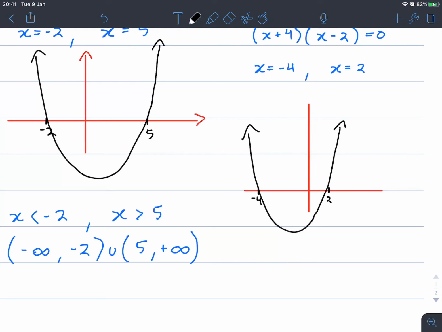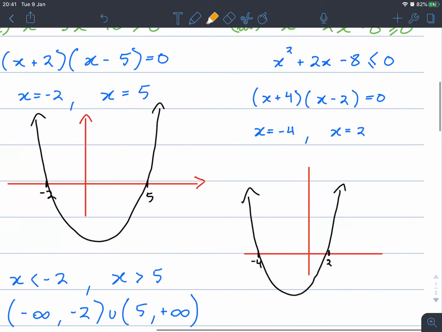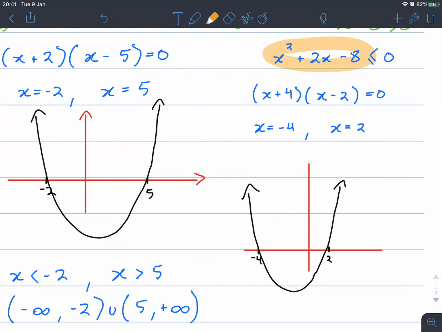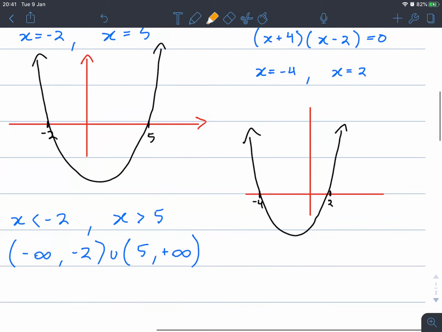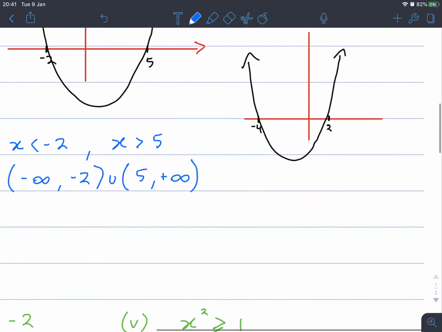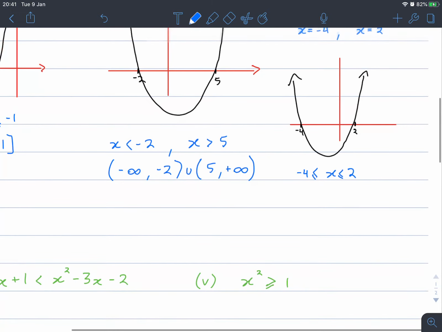like so. We now want the points of this one that are less than 0. Well, it's very clear to see that these points are less than 0. So the solution to our inequality is x is greater than or equal to -4 and less than or equal to 2.